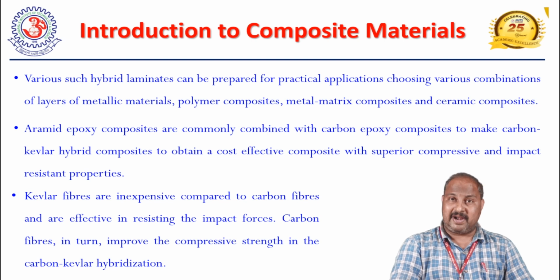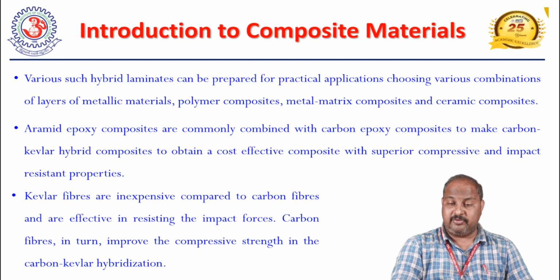For most practical applications, we choose various combinations of layers of metallic materials, polymer composites, metal matrix composites, and ceramic composites. Aramid epoxy composites are commonly combined with carbon epoxy composites to make carbon Kevlar hybrid composites, to obtain a cost effective composite with superior compressive and impact resistance, because aramid possesses a very good impact strength, whereas carbon fiber possesses a very good compressive strength. At the same time, the total cost is reduced, because carbon fibers are costlier compared to aramid. So we can reduce the cost and obtain superior characteristics by combining two or more different fibers. That is possible with the help of laminated composites.